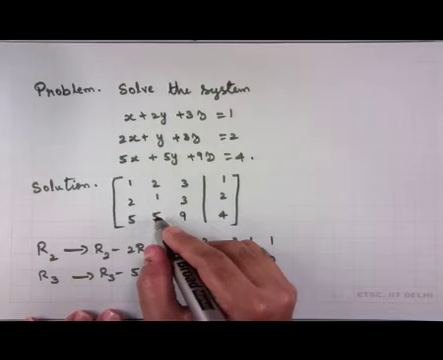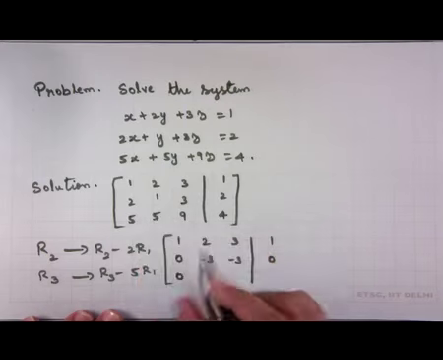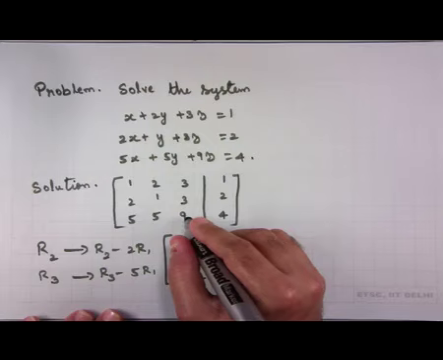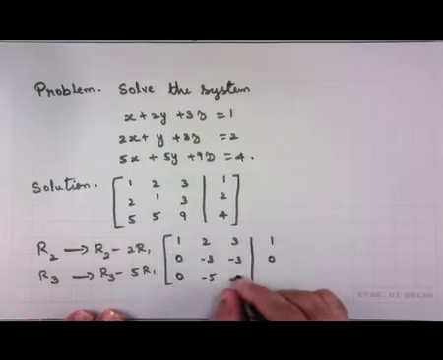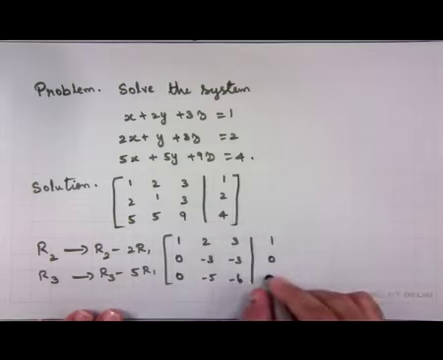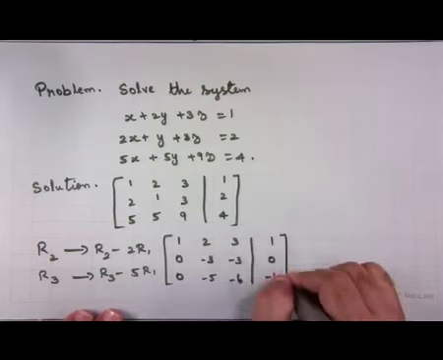Now, R 3 minus 5 times R 1. 5 minus 5 into 2, which is 5 minus 10, will give me minus 5. 9 minus 5 into 3, which is 9 minus 15, will give me minus 6. 4 minus 5 into 1 will give me 4 minus 5, which is just minus 1.